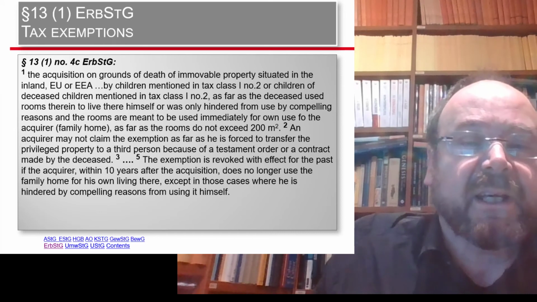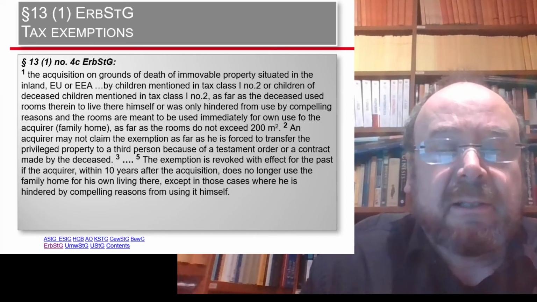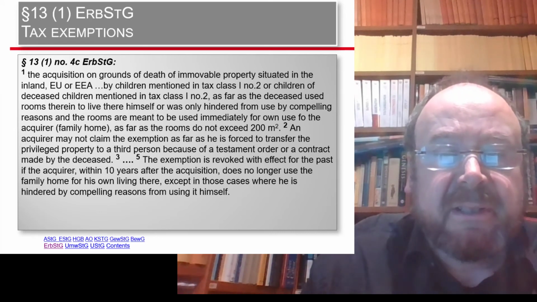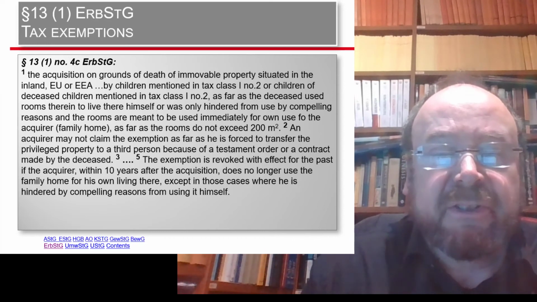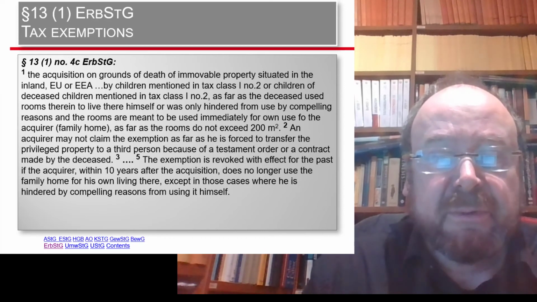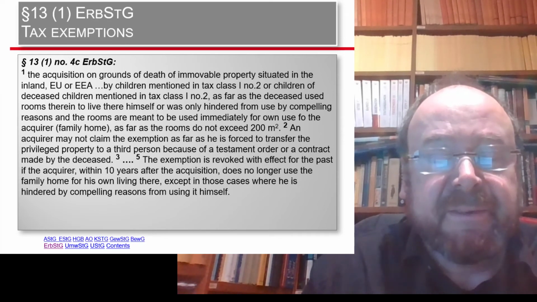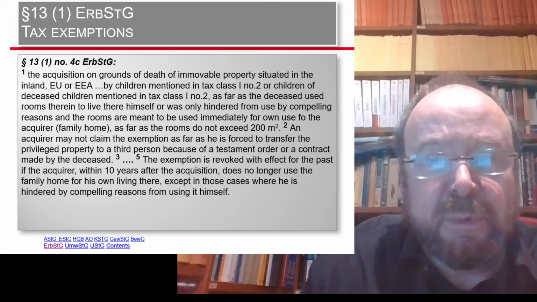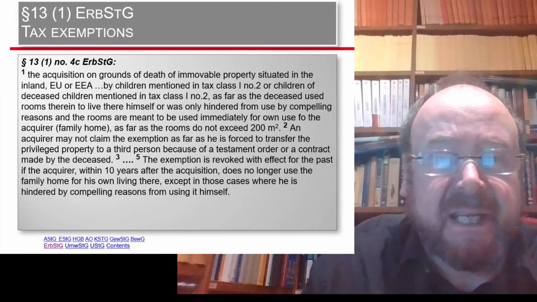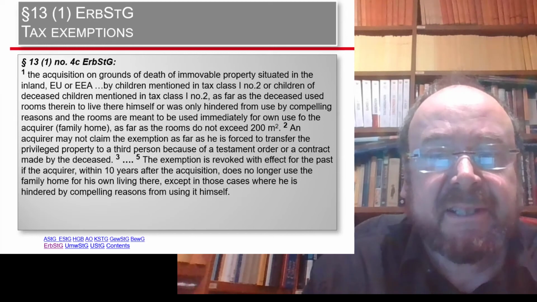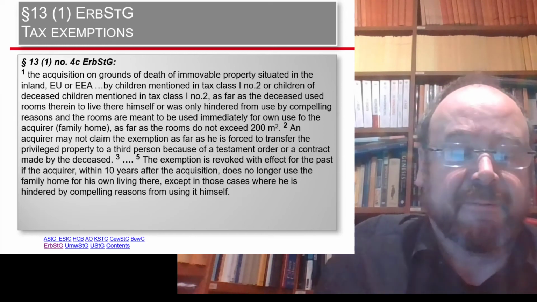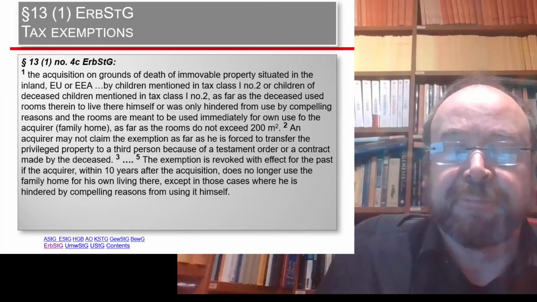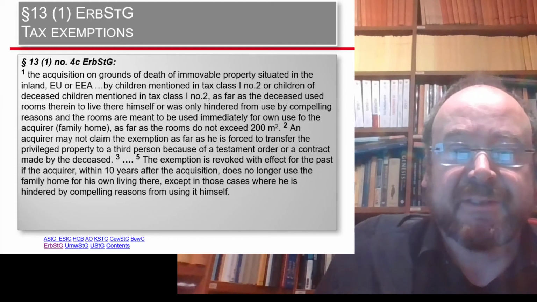4c, the acquisition on ground of death of immovable property situated in the inland and so on by children mentioned in tax clause 1, number 2, or children of the deceased children, so children and grandchildren. This exemption does not apply. Furthermore, it would require that the heir takes over that house as own house and lives in it for at least the next 10 years. So all these exemptions do not apply.